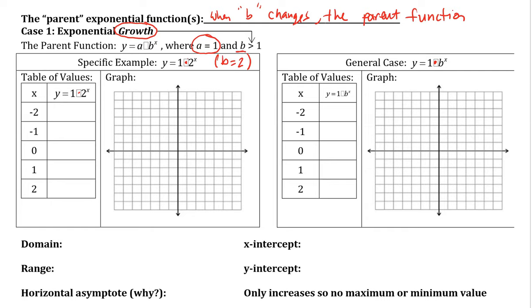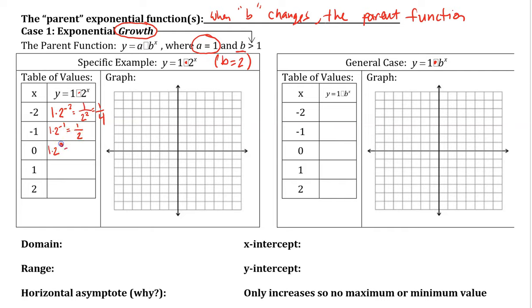And then these are now my exponents. So in an exponential function, the x values go up here in the exponent spot. So this would be 1 times 2 to the power of negative 2. And so we have to remember our rules of exponents when we're graphing these functions, that when you raise something to a negative power, it actually takes the reciprocal. So then that becomes 1 divided by 2 to the power of 2, 1 over 2 squared, and then that's 1 fourth. And then if I plug in negative 1, that becomes 1 over 2.